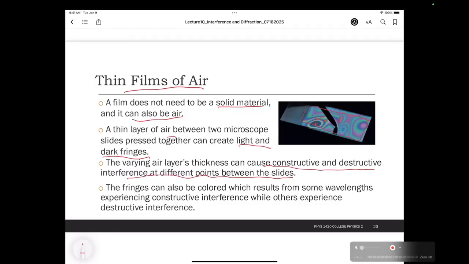The fringes can also be colored, which results from some wavelengths experiencing constructive interference, while others experience destructive interference. Here there is some color, which results from some wavelengths experiencing constructive interference, where others experience destructive interference. Here is destructive, here is constructive. Does it make sense to you? Which means a film does not need to be a solid material. It can be air.